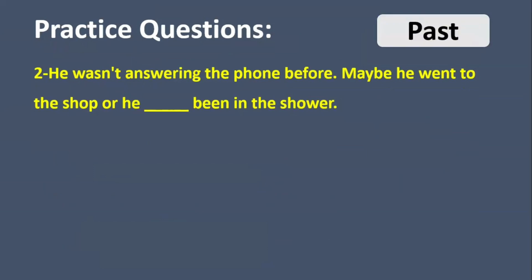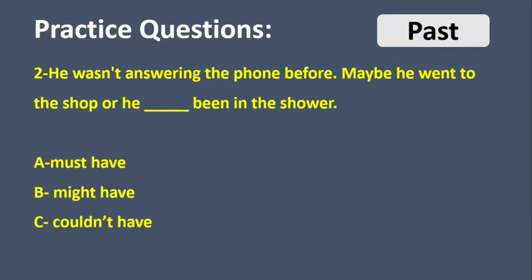Another one, he wasn't answering the phone before. Maybe he went to the shop, or he must have been in the shower, or might have been in the shower, or couldn't have been in the shower. You can see from the use of the word maybe that I'm not sure. من المحتمل, and also the word or, I'm not actually sure where he was. So the correct answer is might have been, because I'm not sure.